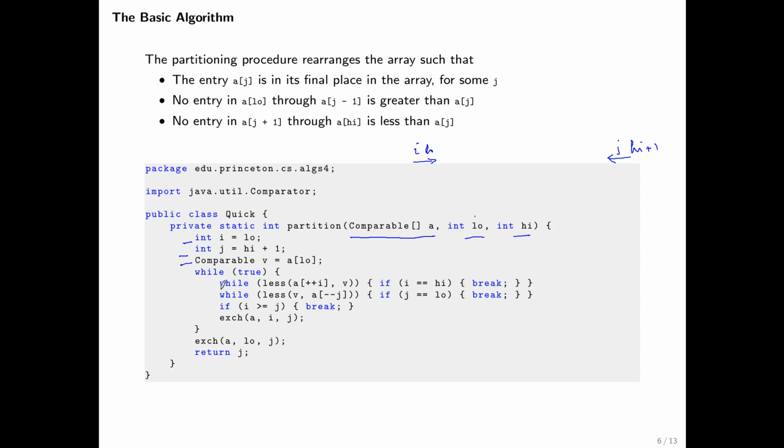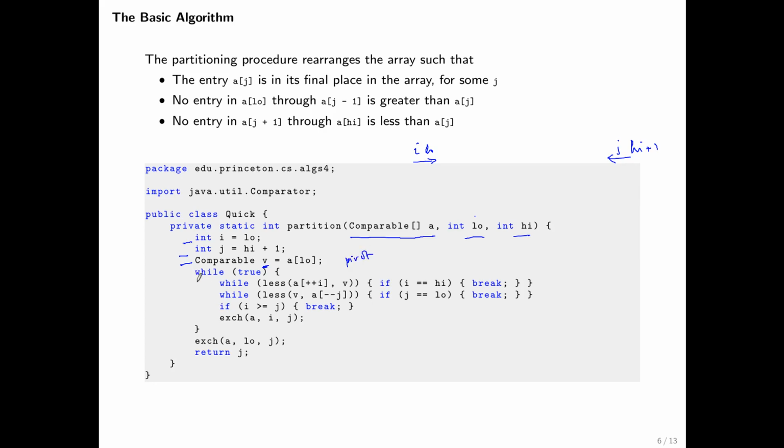And then here we are getting the pivot element. So we say that the pivot element V is simply A at low. All right. So it's basically the first element of the segment that is being partitioned. Right. So V is the pivot.